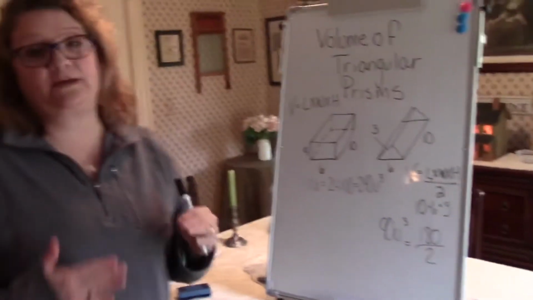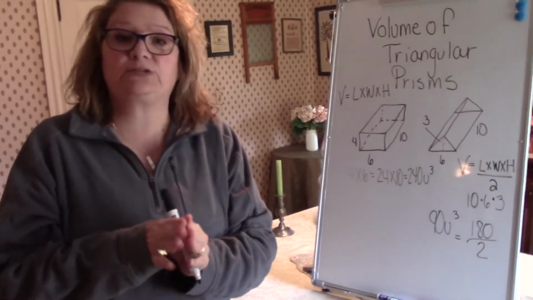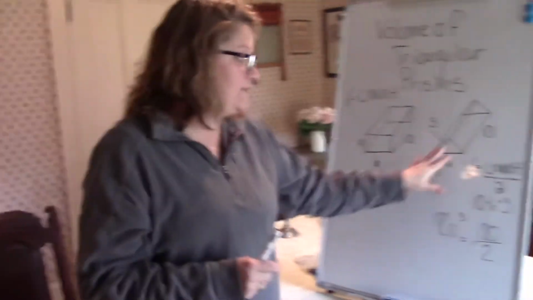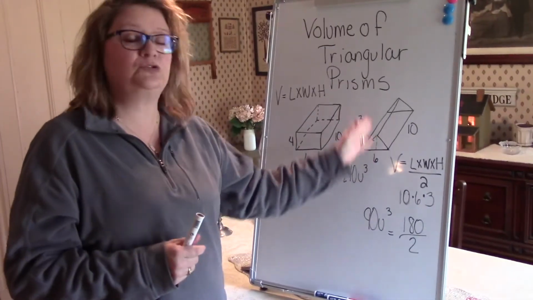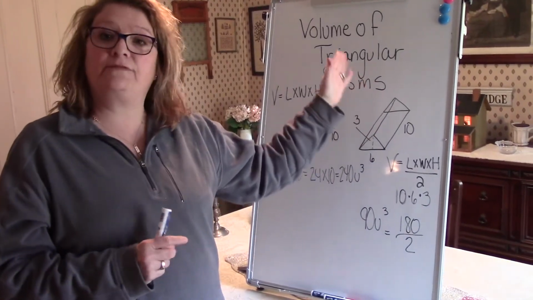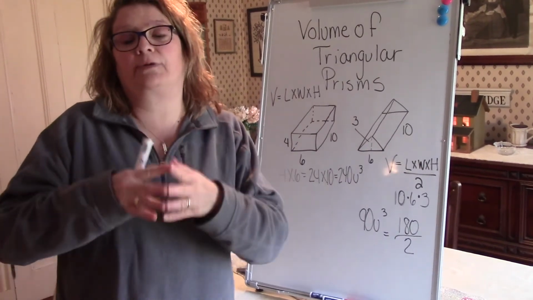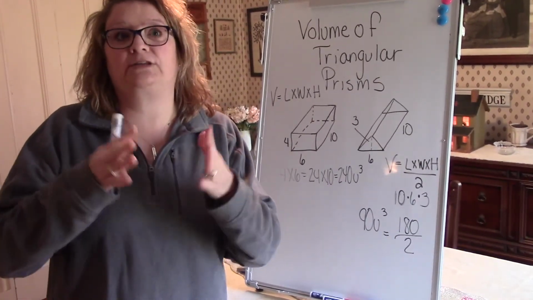So I'm hoping that makes a little bit more sense when you're finding the volume of a triangular prism. Take the 3 numbers that they give you. Make sure that one of them includes the height of the triangular prism. Multiply them together, and then take that number and divide it by 2, and you will get the volume of that triangular prism.